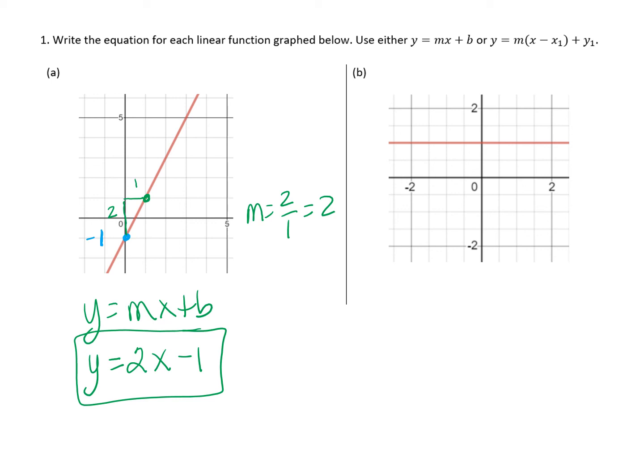Be careful with part B. Pay attention to the scale. Notice that this point right here is at 1, and this is a horizontal line, so I know it's going to be a y equals. Again, it's a horizontal line, so we don't have any slope. Our slope is 0, so I could write that as 0x plus 1, but most of you simply probably wrote just y equals 1, which is what I would do. But both of those would be correct.